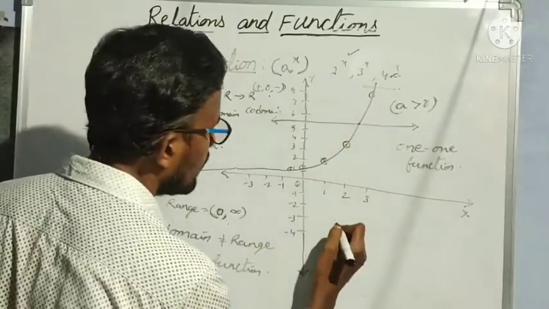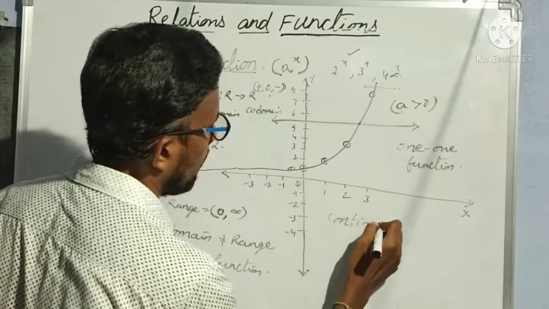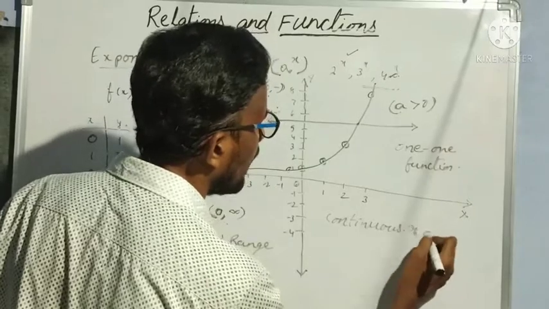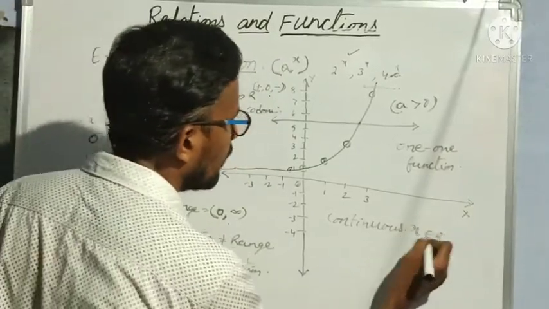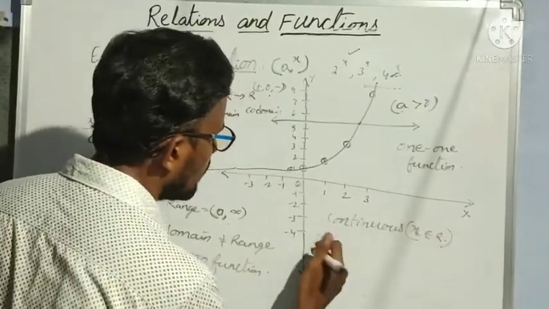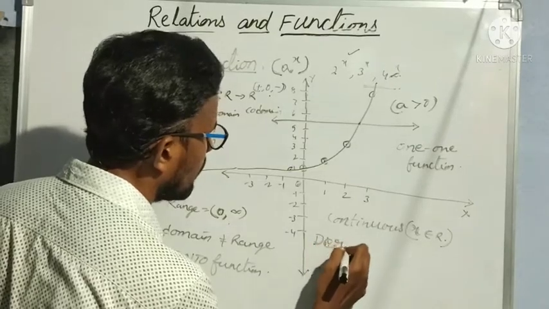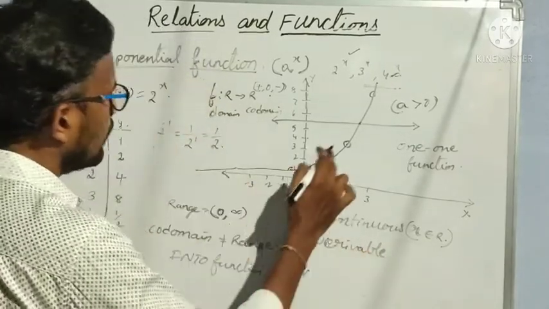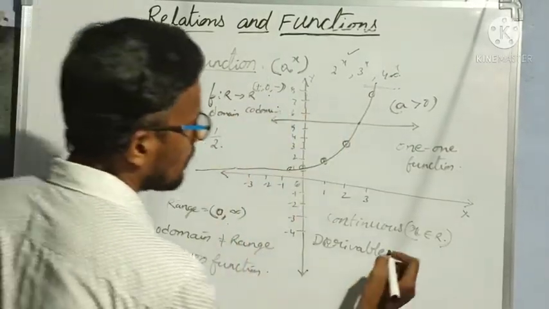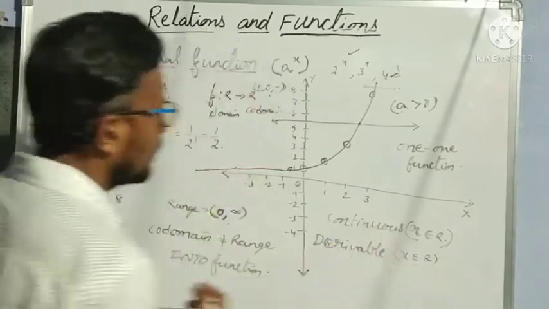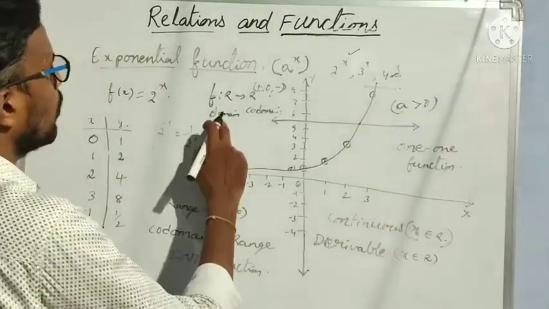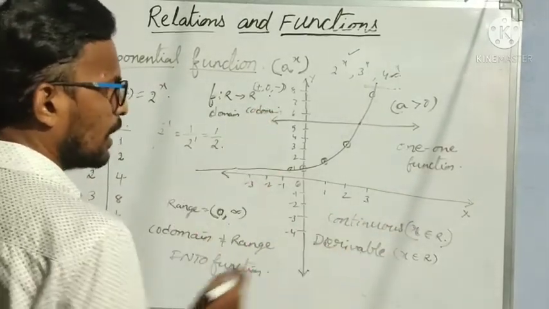Okay, so is this function continuous everywhere? Yes, this function is continuous, for every x belongs to R. Next, derivable. Yes, this function is derivable everywhere. Are we observing any sharp corner in this graph? No. So this function is derivable for every x belongs to R. Yes, everything we have derived, right? One-one function, into function, domain, codomain, range, continuous, derivable, right?